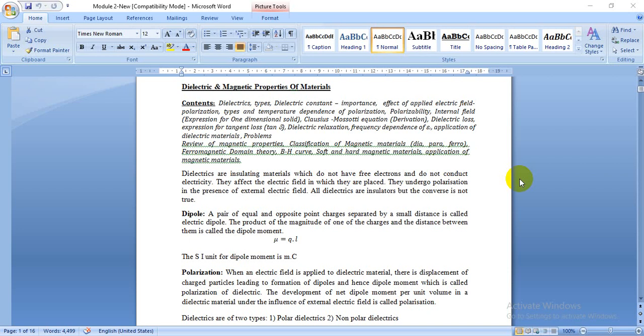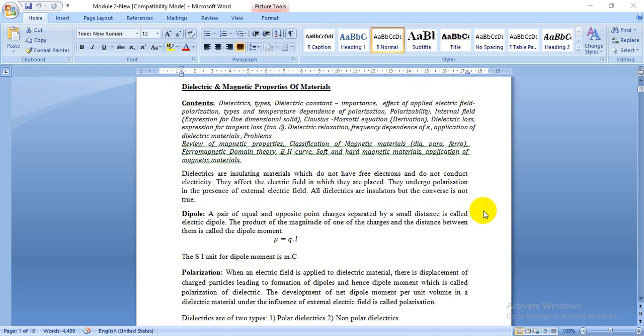Now we will move on to dipole. What is a dipole? A dipole is nothing but equal and opposite charges kept at a particular distance. Charge can be defined by the letter Q. So plus Q and minus Q separated by some distance L is called a dipole. What is the dipole moment? The product of any one of the charges, either the positive charge or the negative charge, with the distance is called the dipole moment.